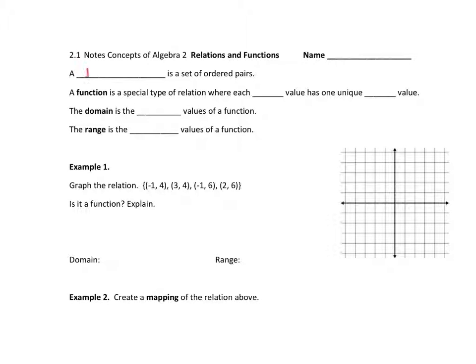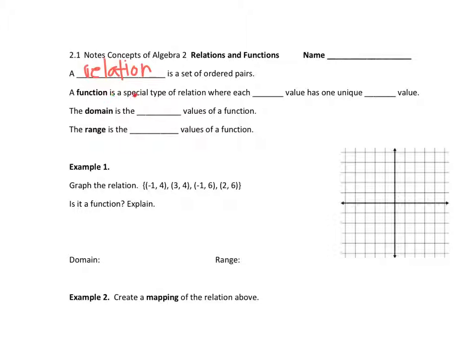A relation is a set of ordered pairs. So you can have a relation that's a set of ordered pairs that looks like this. You can have a relation that's a graph. You can have a mapping, which we do later.